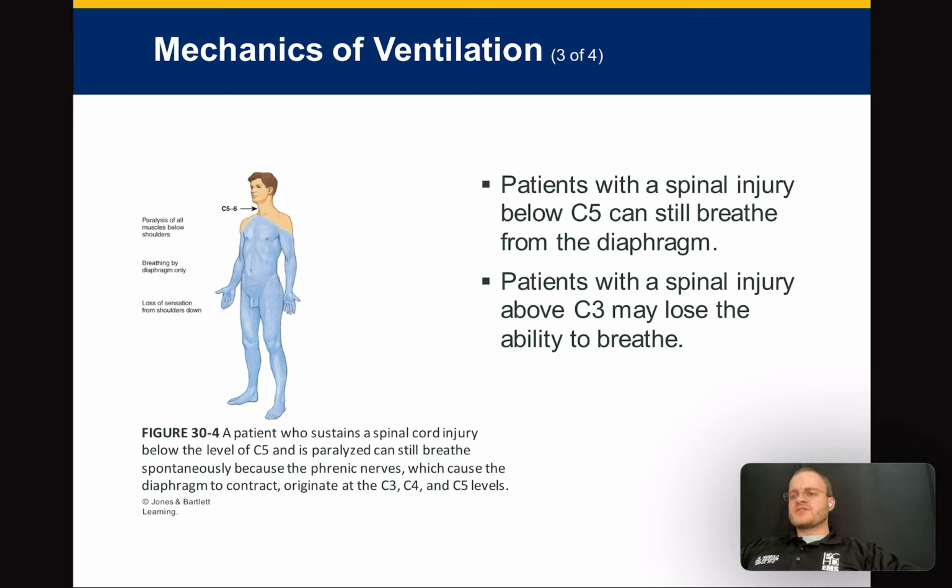Okay, and so that's the old saying: C2, C3, C4, or C2, 3, 4, 5. Keep the diaphragm alive. Yeah, those are the ones you need to keep the diaphragm alive. So patients with spinal injury to above C3 may lose the ability to breathe. Why is that? Because this is the level that the diaphragm is innervated in.